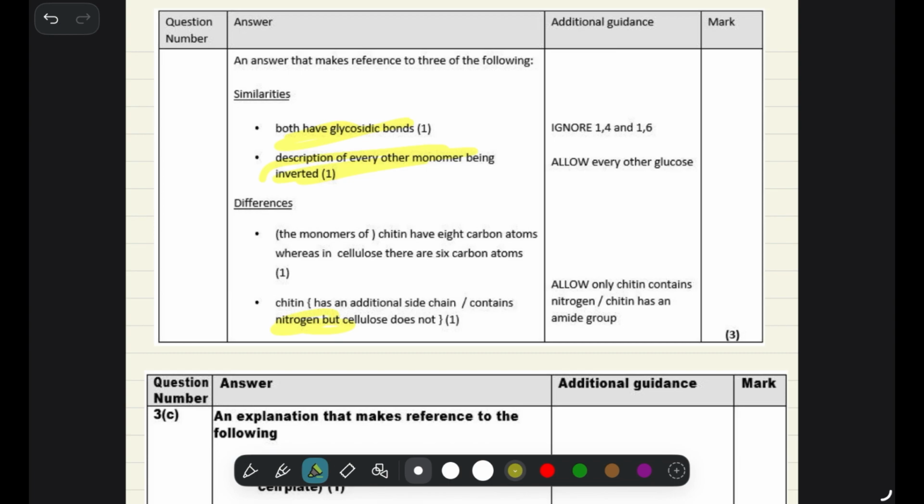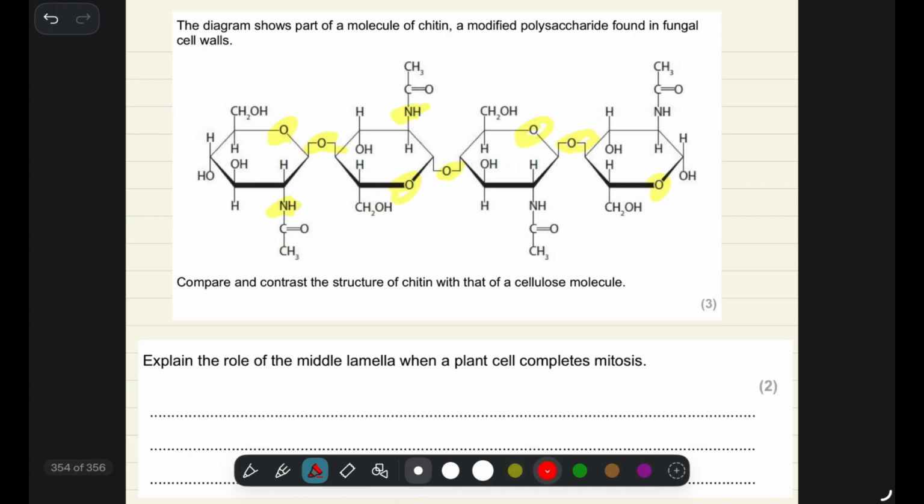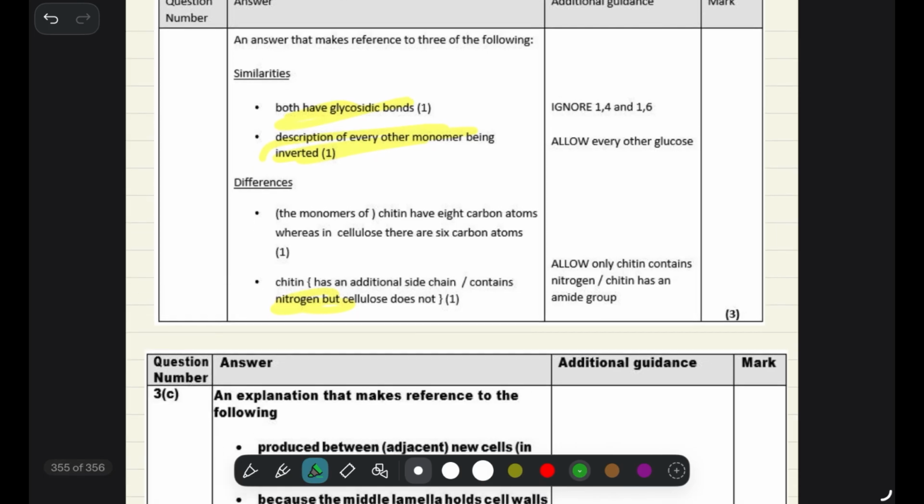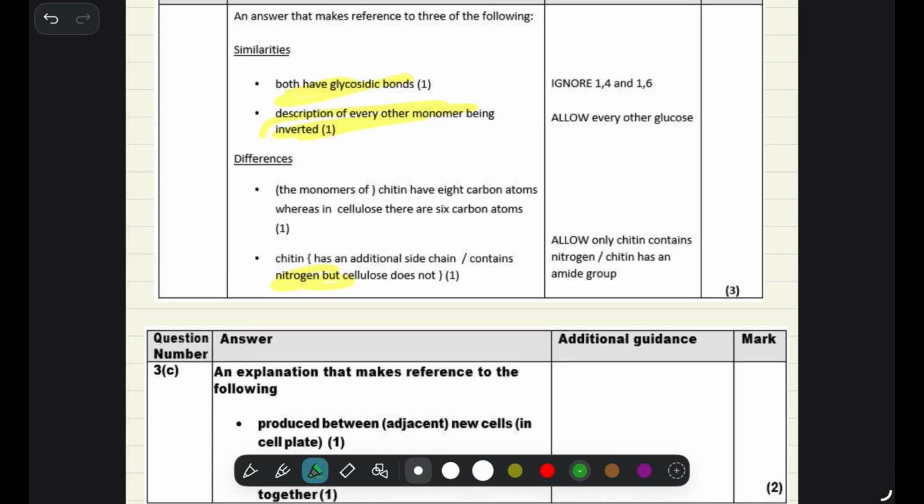What I probably would have checked a bit closer to exam is the carbon. So you can see here we've got obviously 1, 2, 3, 4, 5, 6, 7, and 8. So 8 carbons. So this isn't a hexose sugar. This is 8. So make sure you're looking at things like that when you're answering questions like this, and you'll be able to maximize the marks.